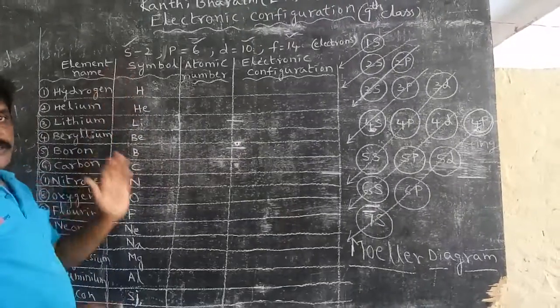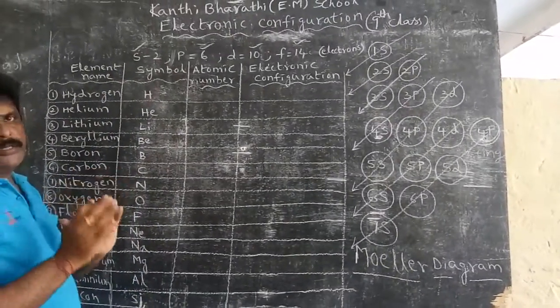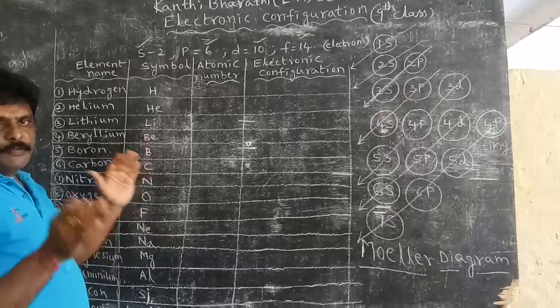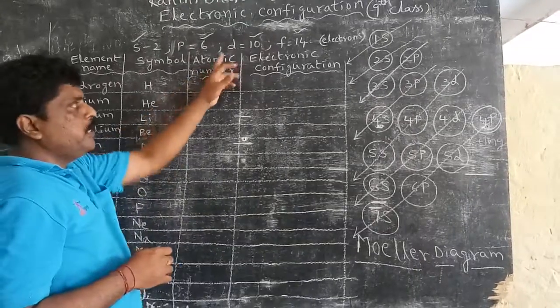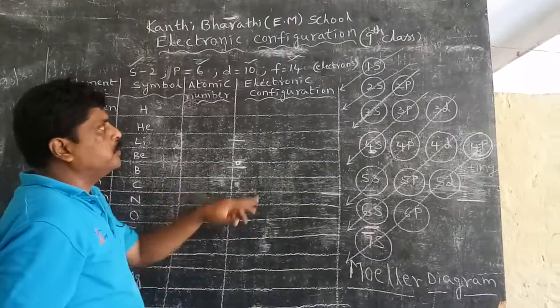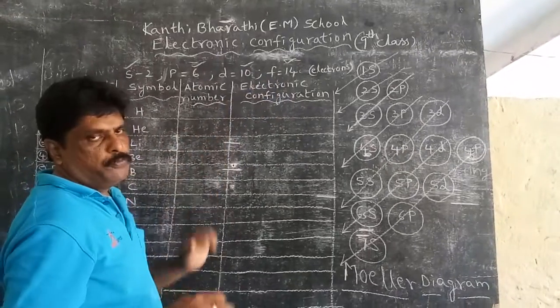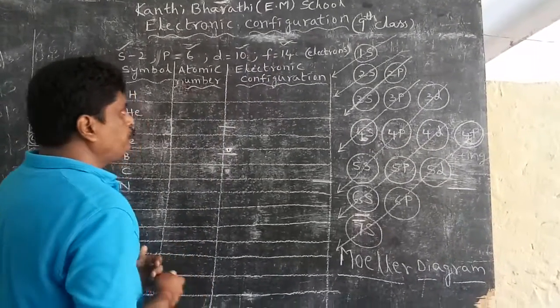In the s orbital there is a space for only 2 persons or 2 electrons. In the p orbital there is a place for 6 electrons. In the d orbital there is a space for 10 electrons. In the f orbital there is a space for 14 electrons. Okay.